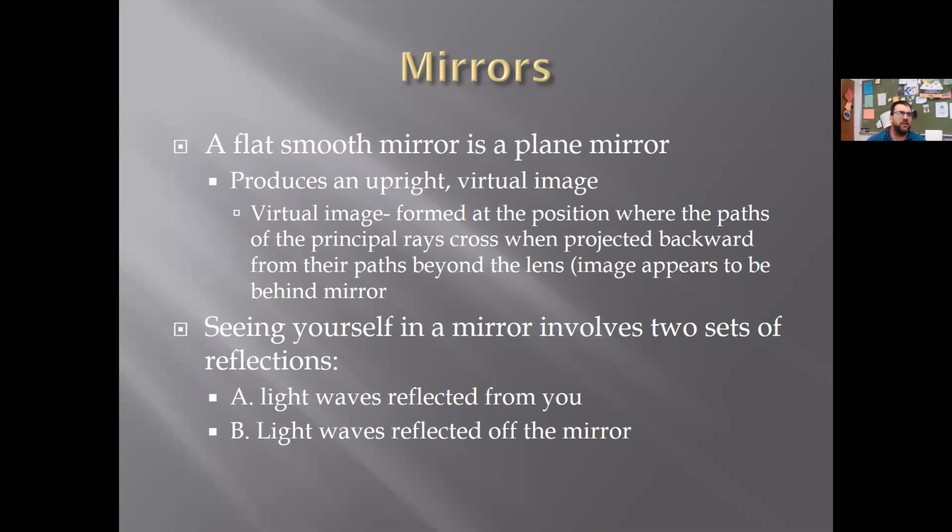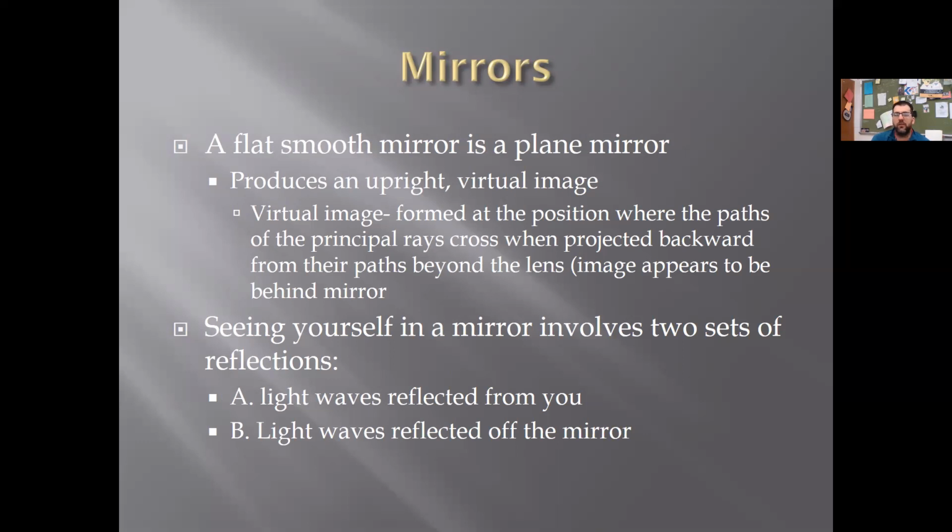A virtual image doesn't mean it's a fake image. A virtual image is the image formed at the position where the paths of the principal rays cross when projected backwards. The image appears to be behind the mirror. A lot of images we see are virtual images. The rays don't actually cross, but if you trace them backwards, they appear to be coming from behind the mirror.